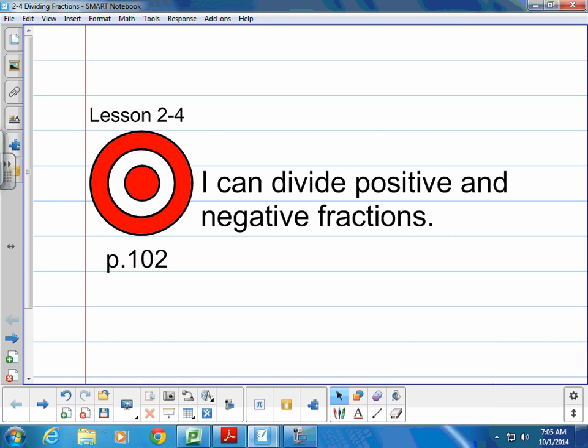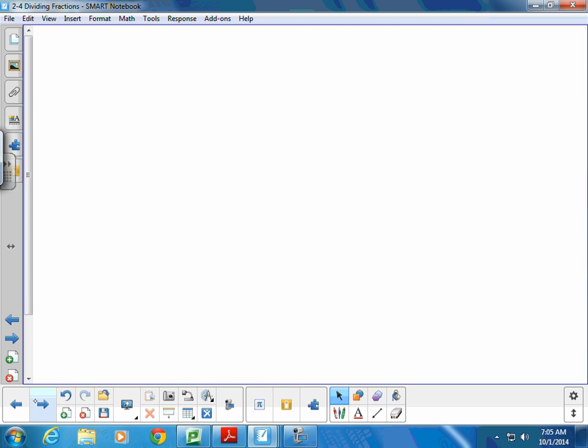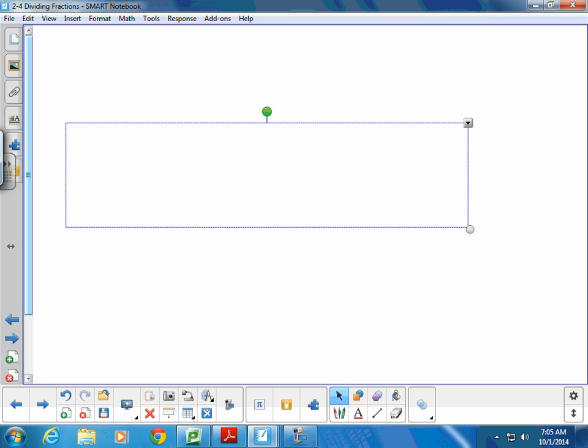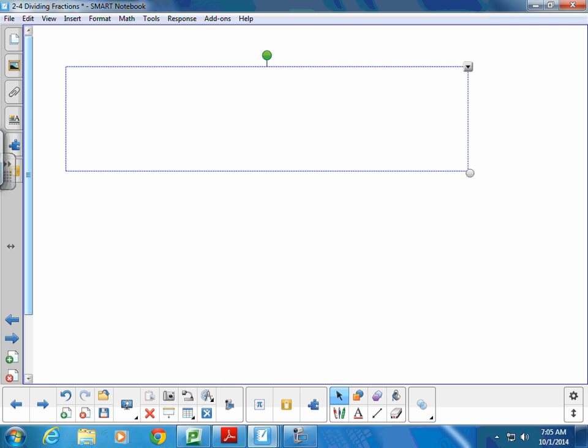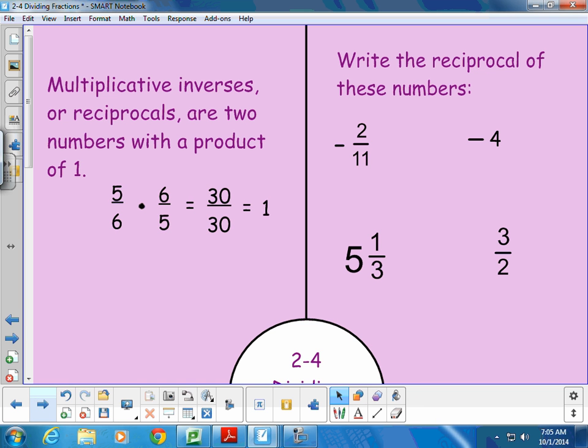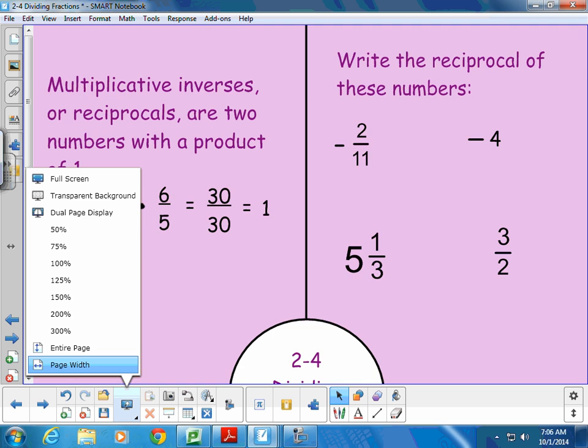Following along in your book, we're on page 102. So we're dividing today instead of multiplying fractions. Why is that showing up? Oh, well, we're looking at inverse operations. If you see on your book on page 102, it says inverse property of multiplication. The product of a number and its multiplicative inverse is 1. And that's just kind of what we're looking at here on the left.